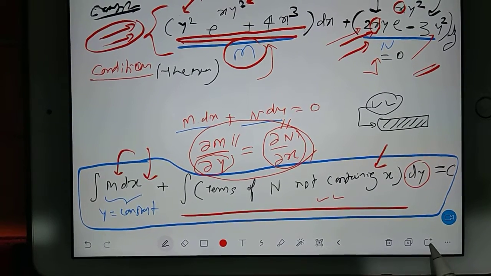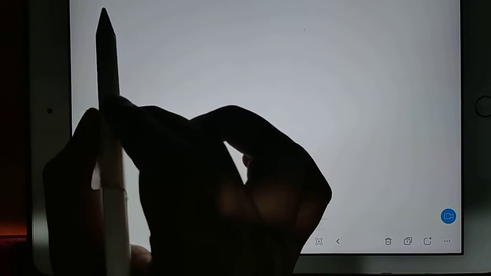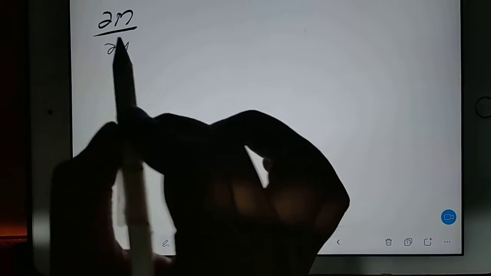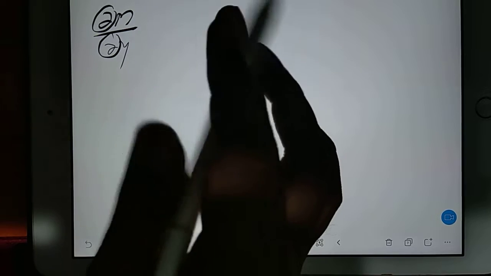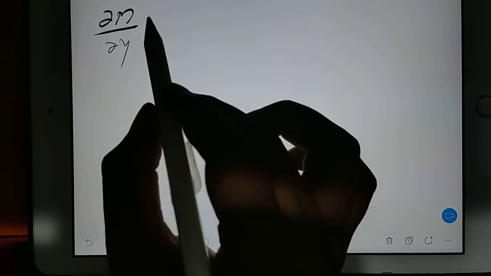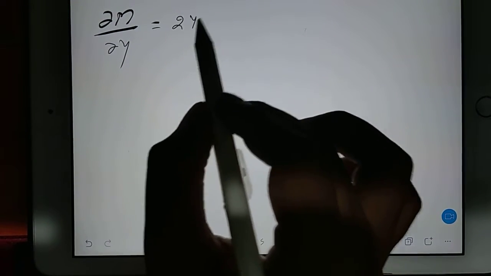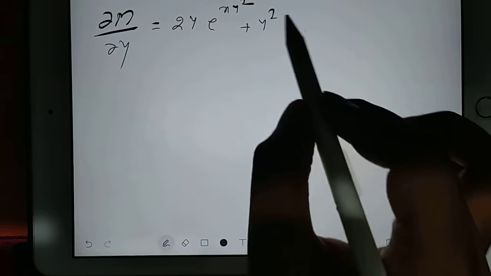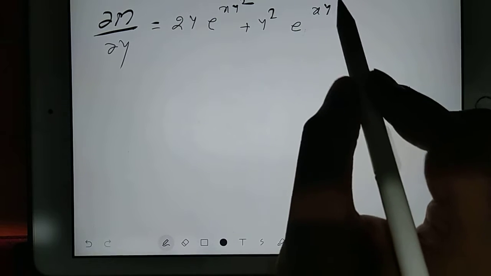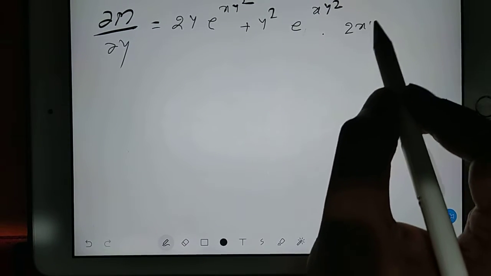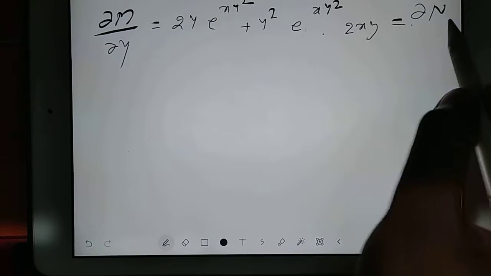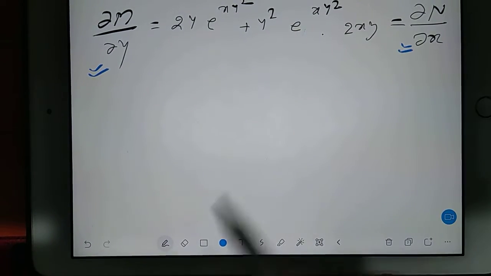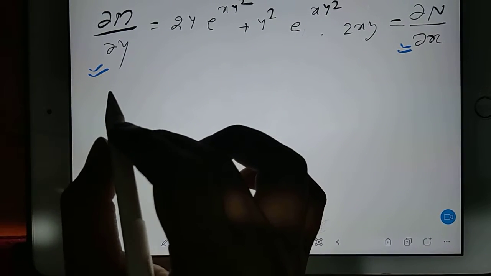Okay, I'll change the page. Let's do this. When you differentiate M with respect to y, I'm using dou because M is a function of both x and y. Dou M by dou y will be 2y e power x y square plus y square e power x y square into 2xy. And fortunately the same answer will come for dou N by dou x, meaning I have already verified they are both equal. Once they are equal, you go for your final equation.